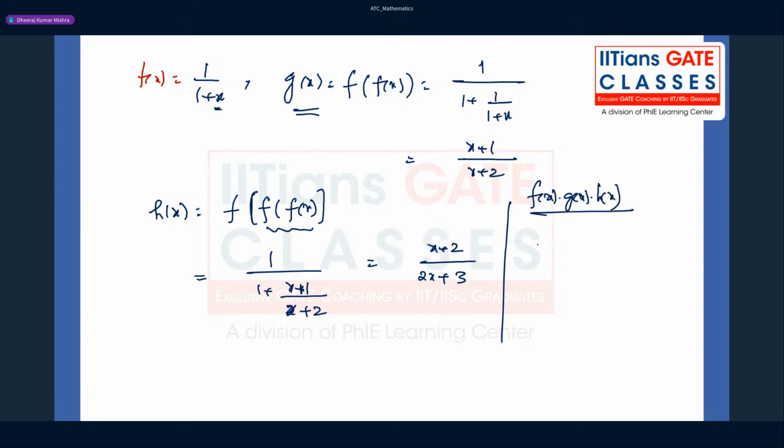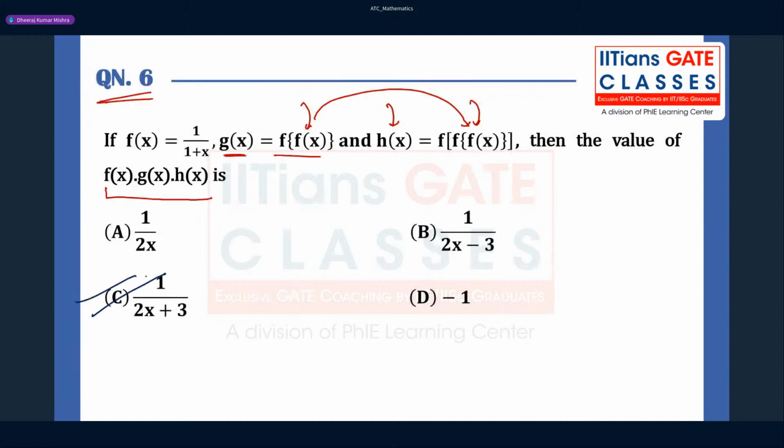So you will realize that the product is 1 by 1 plus x into x plus 1 by x plus 2 into x plus 2 by 2x plus 3. So everything is going to be cancelling, but what is left here is nothing but 1 by 2x plus 3, right? So what is the correct option? Option C is going to be correct.